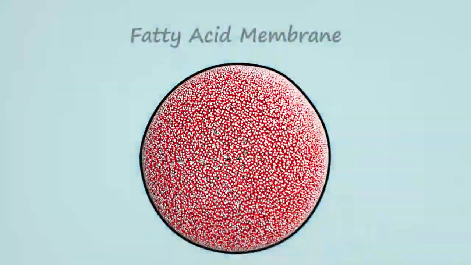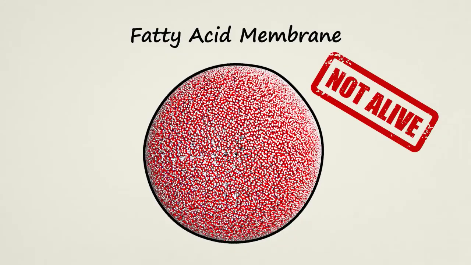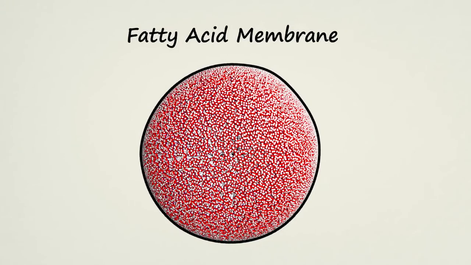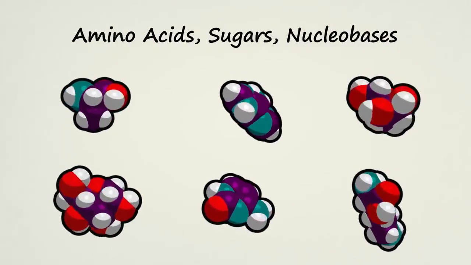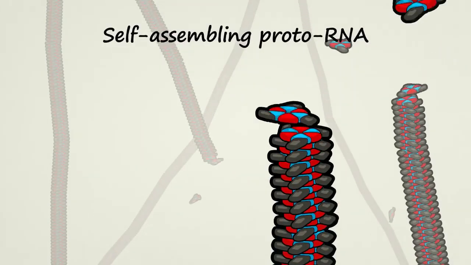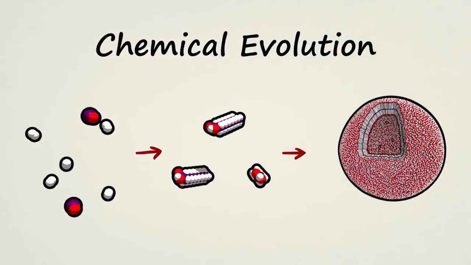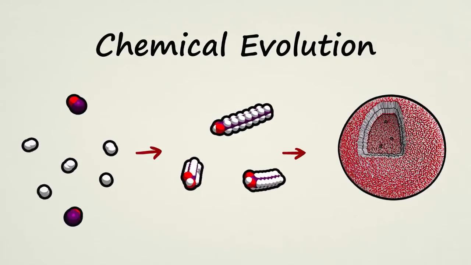It's important to note that these membranes do not qualify as living creatures. They can't reproduce on their own the same way living cells do. That said, the development of these membranes, along with many other molecules and chemical systems that scientists have observed, demonstrate an extremely important principle. Chemical evolution can give rise to new characteristics and abilities.